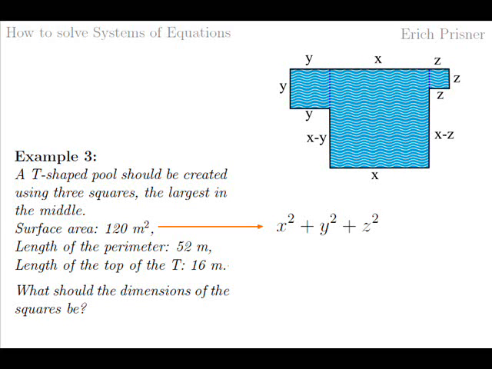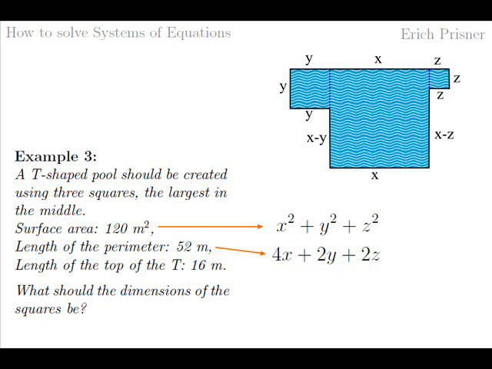Note that the surface area equals x squared plus y squared plus z squared if x and y and z are the dimensions of the three squares, and that the perimeter of the pool is x plus y plus y plus y plus x minus y plus x minus z plus z plus z plus z, which is equal to 4x plus 2y plus 2z.